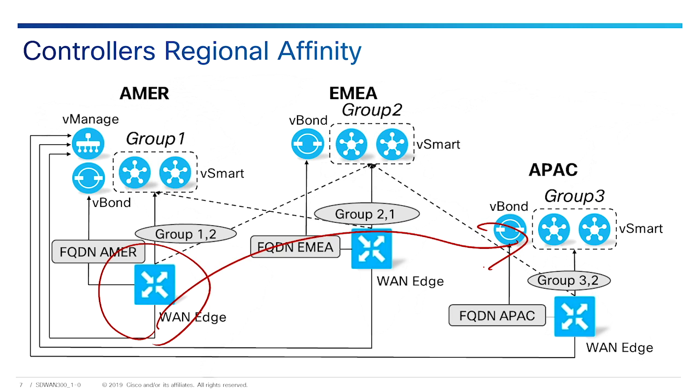So a vEdge in the America region will be directed by DNS to the IP address of the regional vBond. We're going to set it this way because when it looks for it, it's going to look for the local one as well. And selection of vSmart controllers is going to be done by configuring affinity.